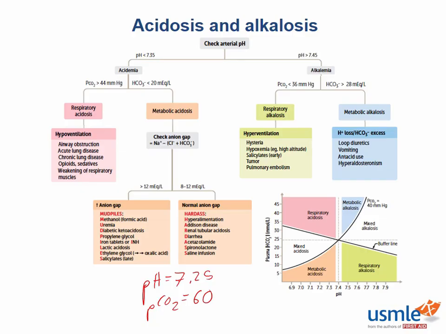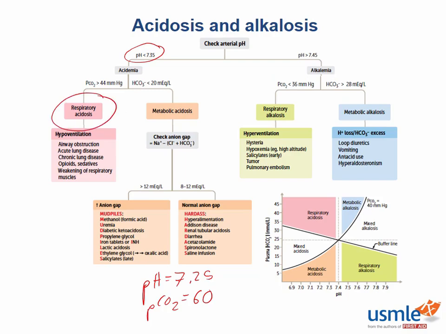In order to figure this out, let's follow the following algorithm. First, let's look at pH. Since it's less than 7.35, he has an acidemia. Now that we know it's an acidemia, we have to figure out if it's metabolic or respiratory. Since CO2 functions like an acid, a high CO2 level would point towards a respiratory acidosis as the primary disturbance.